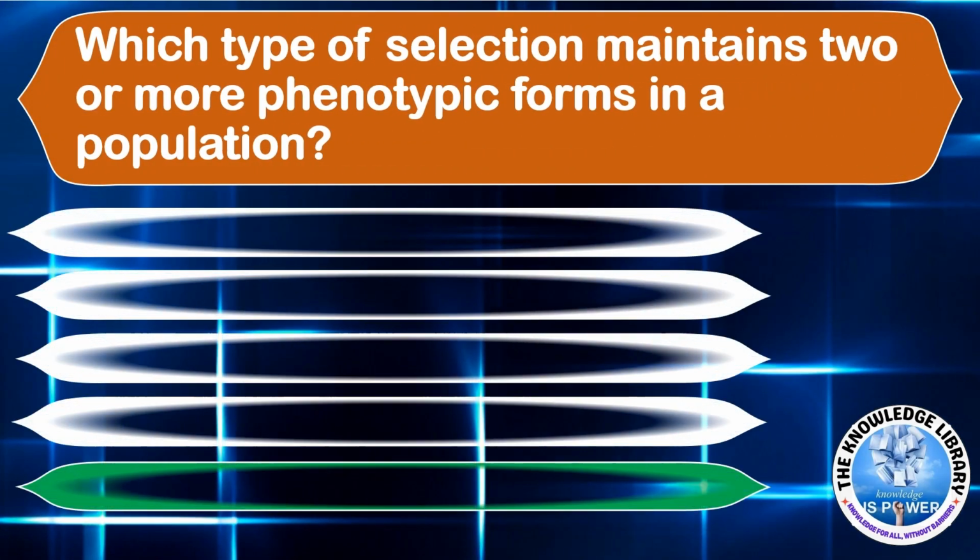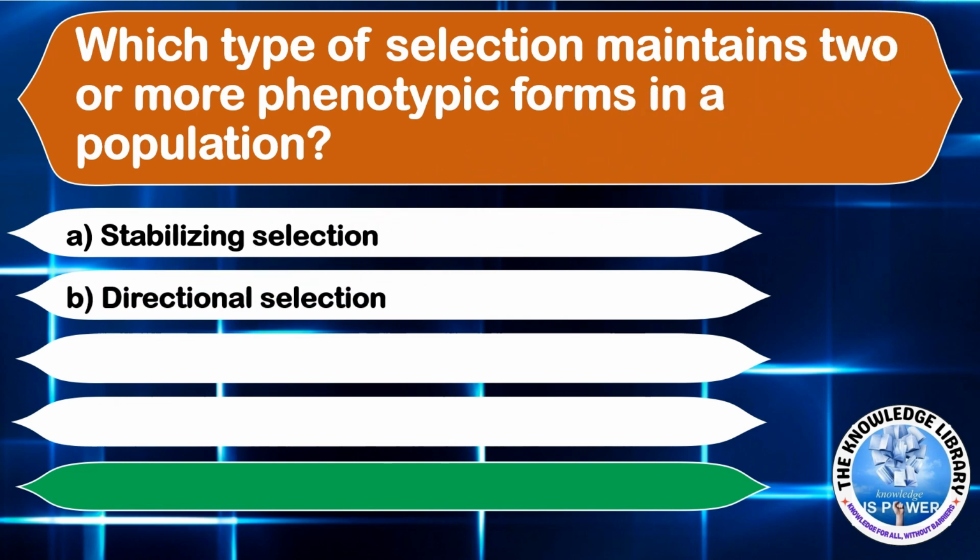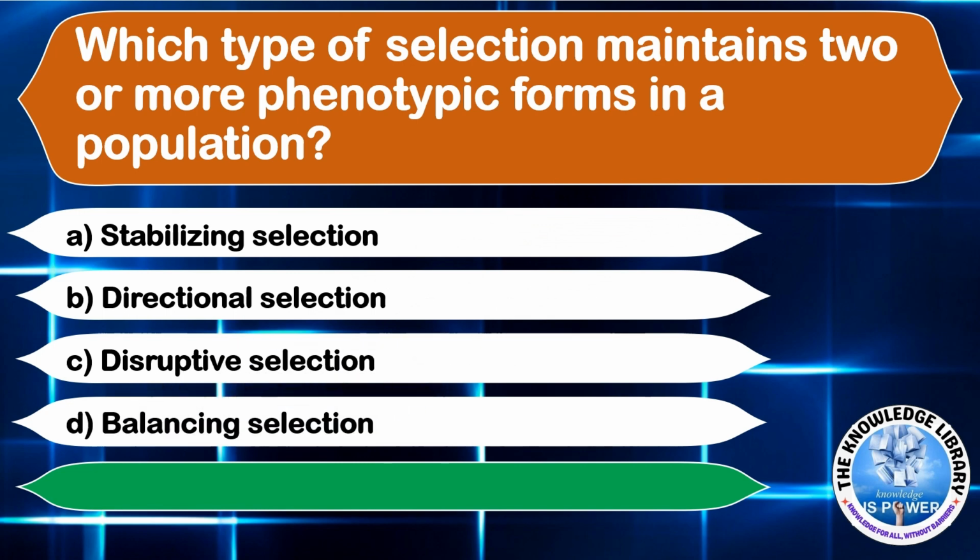The next question is, which type of selection maintains two or more phenotypic forms in a population? Option A, stabilizing selection. Option B, directional selection. Option C, disruptive selection. Option D, balancing selection. Answer is option D, balancing selection.